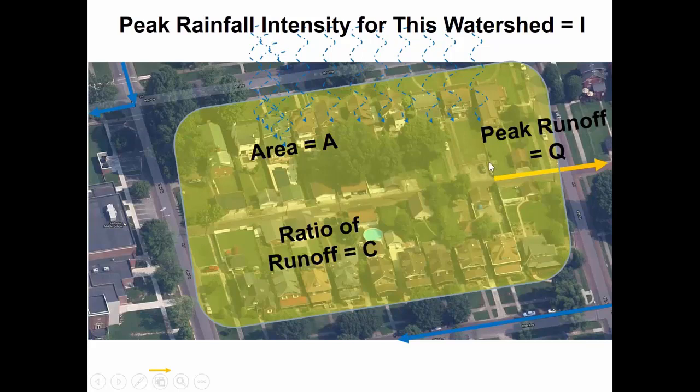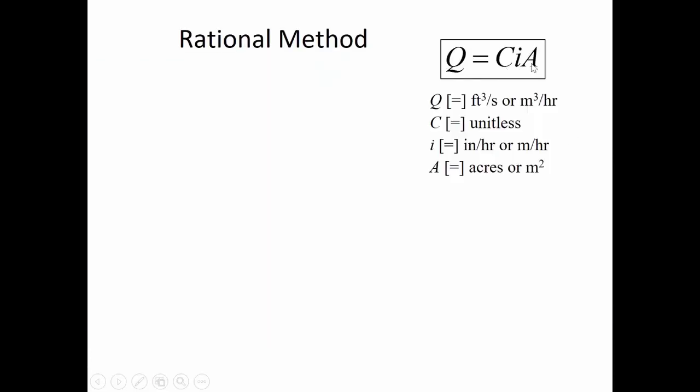And so knowing those things will allow you to estimate the peak runoff Q. And the formula to calculate Q is just Q equals CIA. So C was that unitless ratio of runoff. I is the rainfall intensity, the peak rainfall intensity, and A is the area. Now if you look at the units of that, there's kind of an odd coincidence in play. And that is, if we're working in traditional units, we'll get cubic feet per second as the flow rate by multiplying inches per hour by acres.